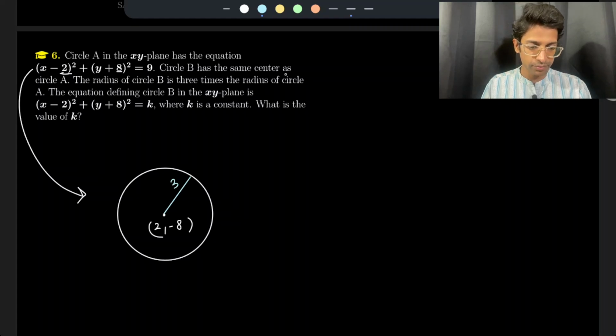Circle B has the same center as circle A. The radius of B is 3 times the radius of circle A. So let me do that. 3 times the radius of circle A is 3, so the radius of circle B is 9.